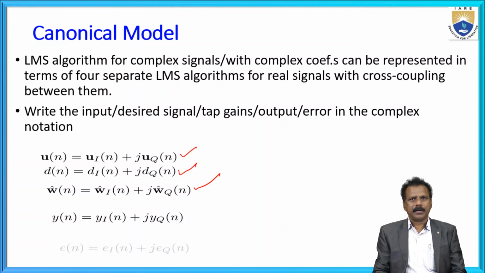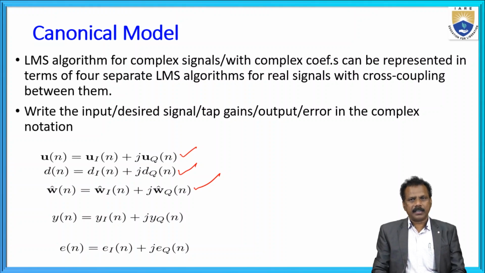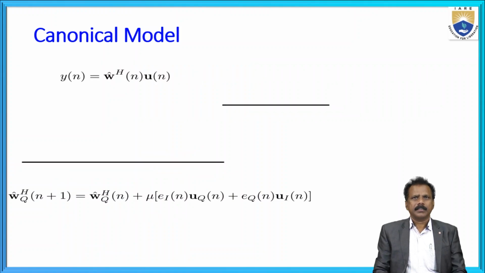Okay, and finally that error e of n is equal to e1 of n plus j eq of n. This is the involvement of the canonical model with LMS algorithm for complex signal. Where the input or desired signal, tap gains, and output error are in the complex notation. Canonical model: here y of n is equal to w cap of h of n u of n.